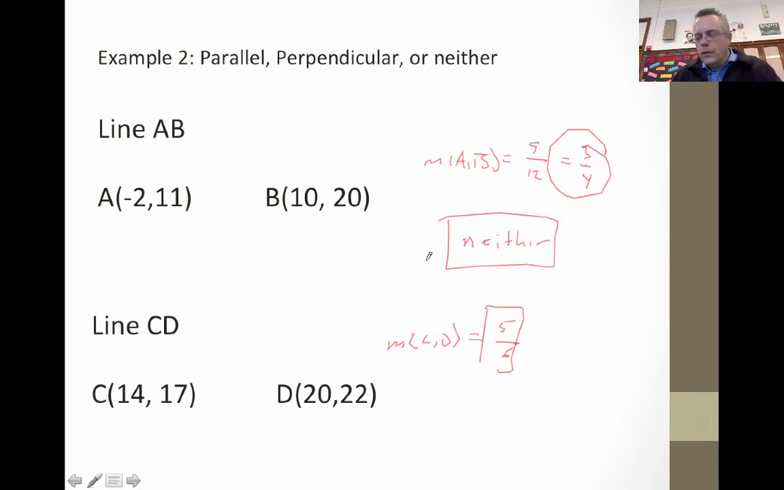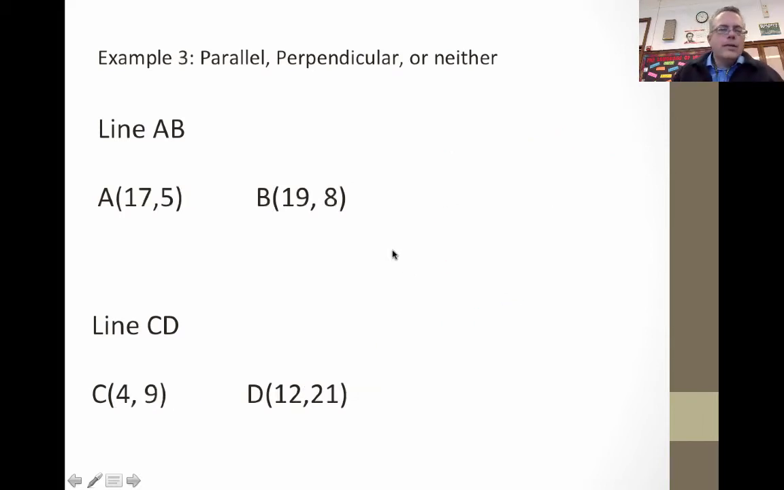All right, super. One more example. Same kind of thing. We've got 2 points on each line. Find the slopes. So for A and B, let's find the slope here. In the numerator, 8 minus 5 is 3. In the denominator, 19 minus 17 is 2. The first line has slope 3/2.